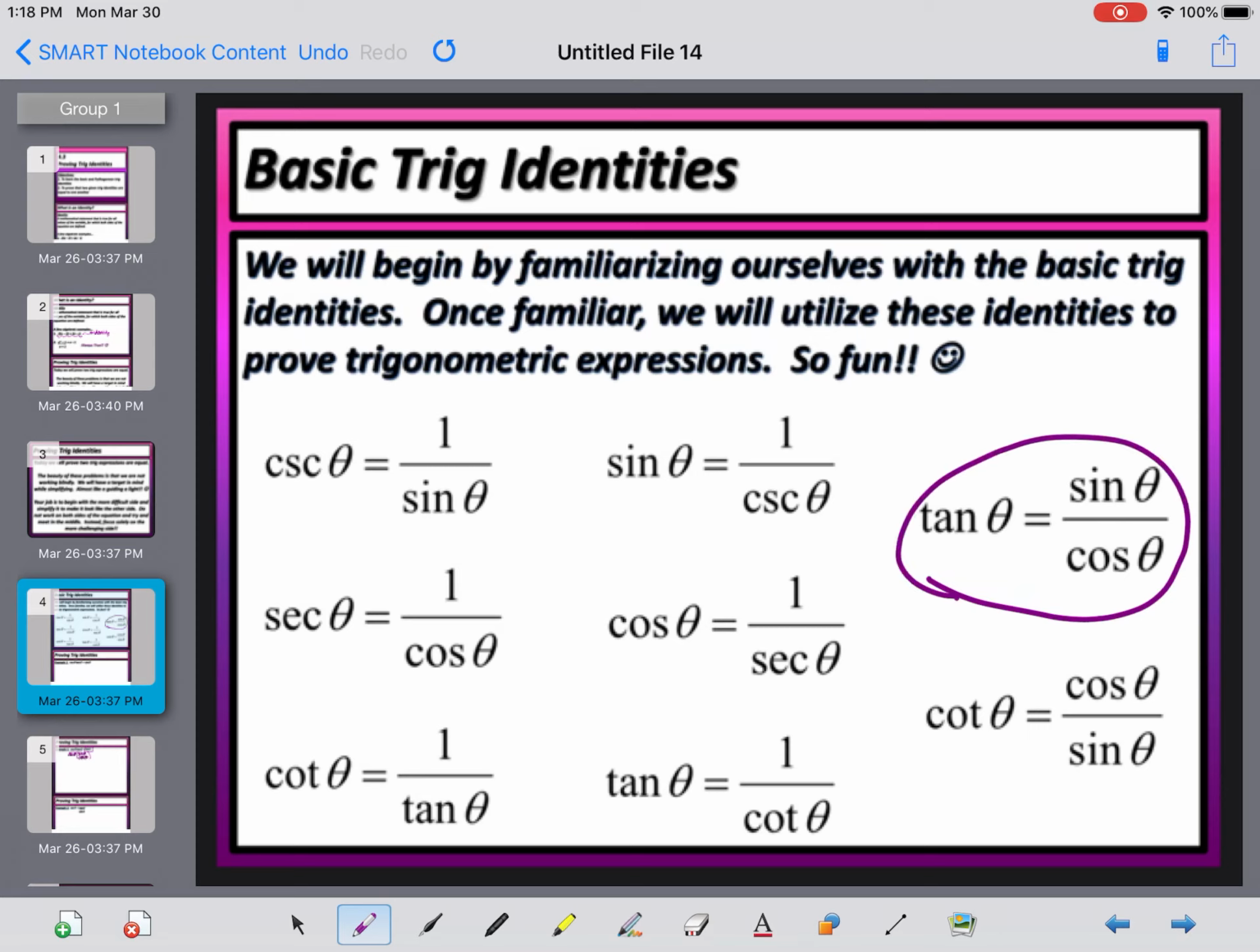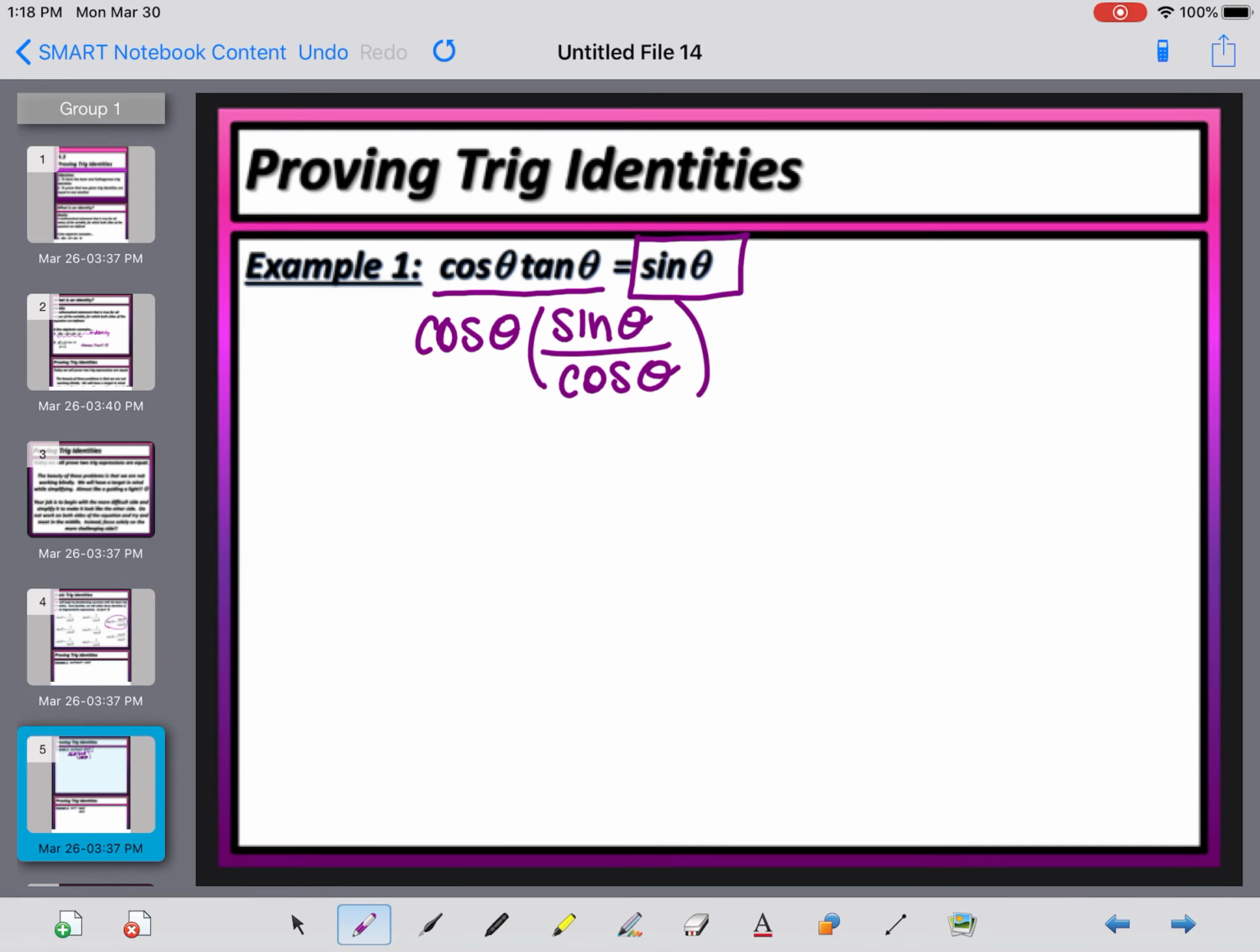If we just flip back for a second: tangent equals sine over cosine. So I can replace the tangent with sine over cosine, always bringing down the other side of the equation. And I haven't actually changed the value here, because tangent is the same thing as sine over cosine. I'm just writing it in a different form.